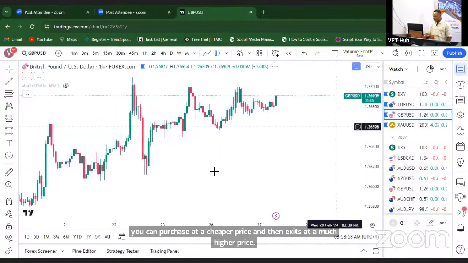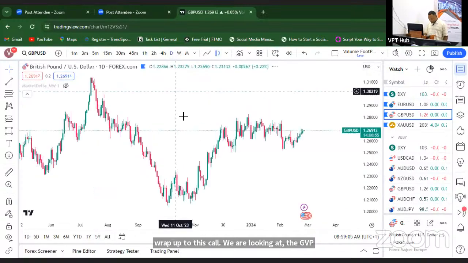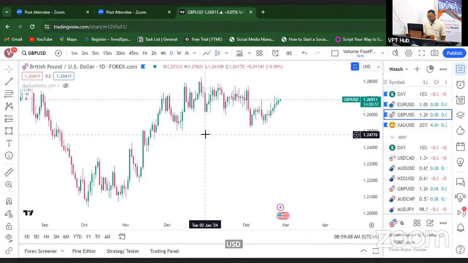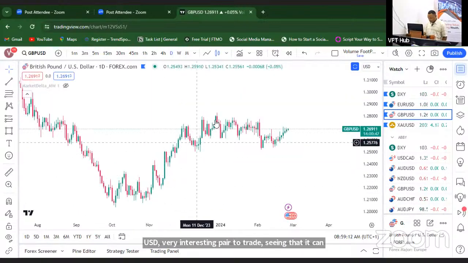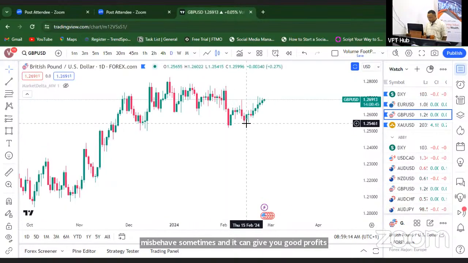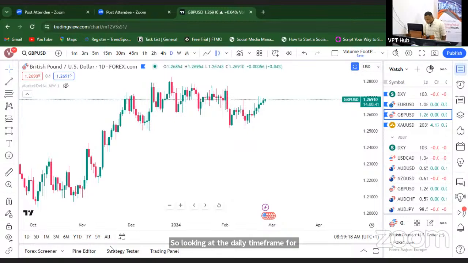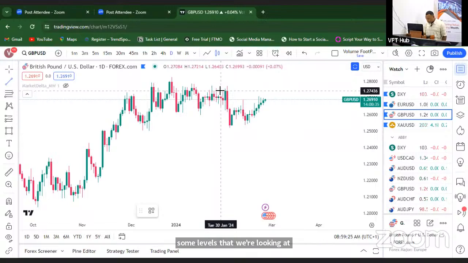And then lastly, before we wrap up today's call, we are looking at the GBP USD. Very interesting pair to trade, seeing that it can misbehave sometimes and it can give you good profit when you are in the right direction. So looking at the daily time frame for GBP USD, we have some levels that we're looking at. We pointed it out yesterday, and up to now, GBP USD has not gotten to those levels.